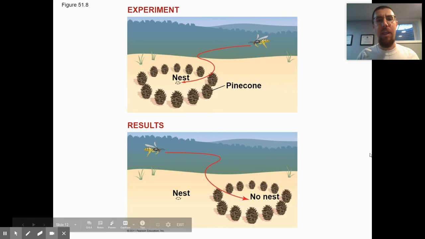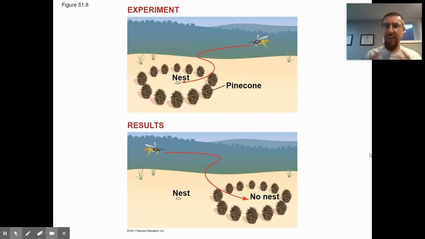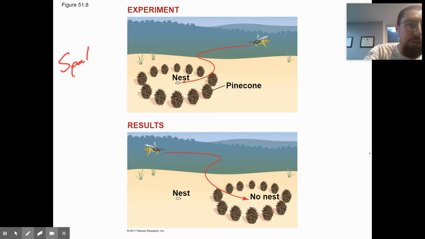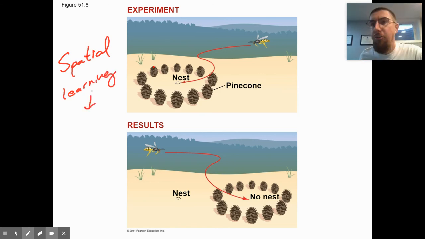Other types of behavior that have some innate and learned component to them would be spatial learning behavior. These are digger wasps that exhibit this kind of behavior. So we'll put up here spatial learning behavior. Spatial learning has some innate component in that it is triggered at a developmental stage in the animal or organism, but what they learn is based on their environment.